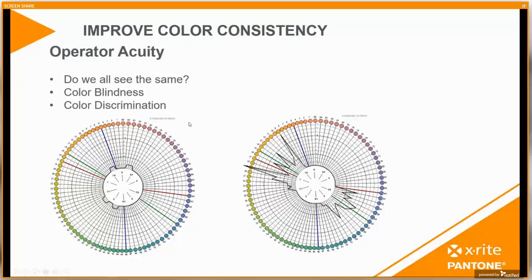This as well, using the FM100 hue test and going through this, is recognized as a way to ISO certify someone as having good visual acuity and being able to do proper assessment of colors.